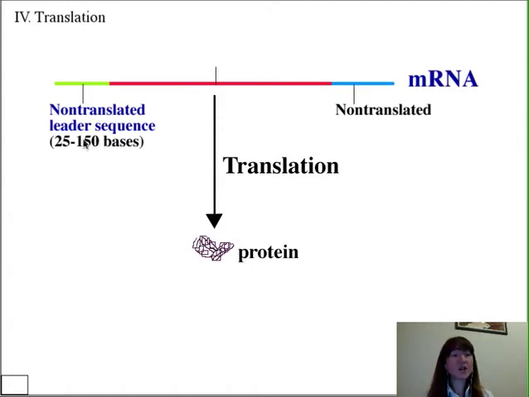We call the upstream region the leader sequence, and then the downstream sequence is called the trailer region, leaving that center section to be converted into protein code, and of course that's called the coding region. Now if we give this some thought and ask ourselves, why would there be a non-translated leader sequence? Why would there be a non-translated trailer region?